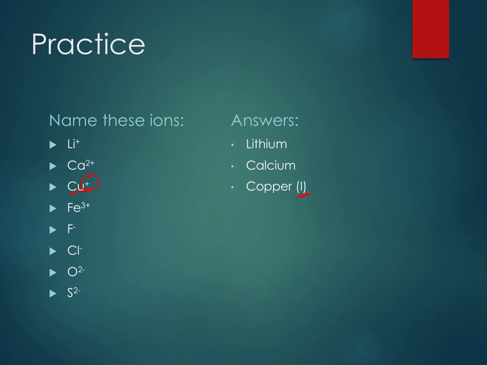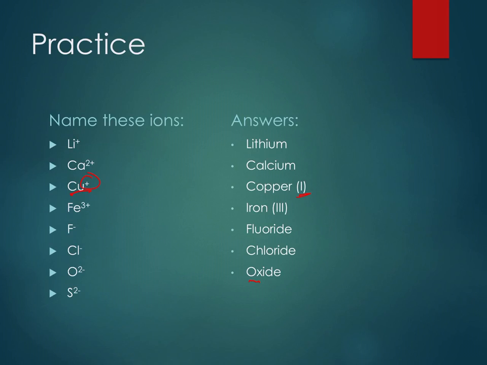Again, iron is a transition metal. It's one of those that can have multiple charges. So in order to show what the charge is, we say iron 3. All right, so now we get into the negative ions, and these have the name change. So F- is fluoride, Cl- is chloride, O2- is oxide.